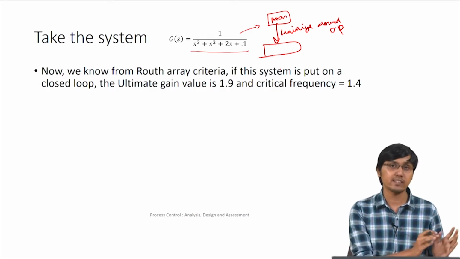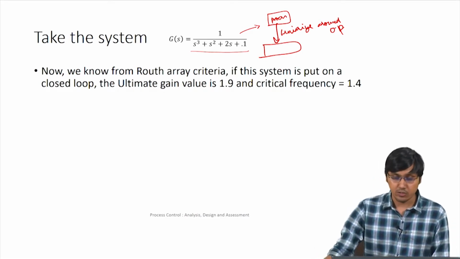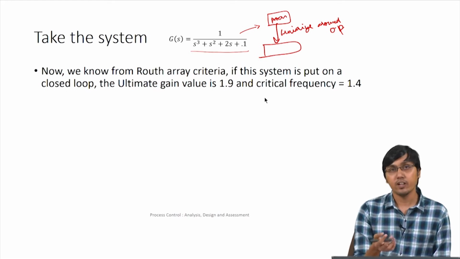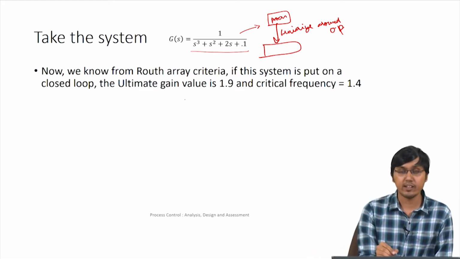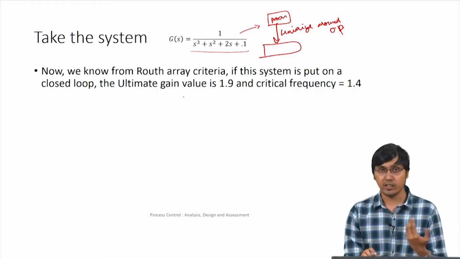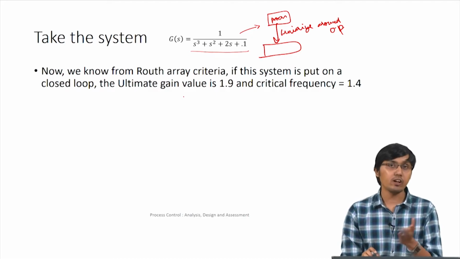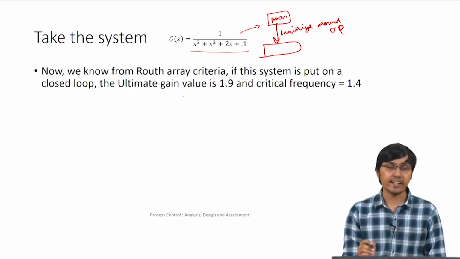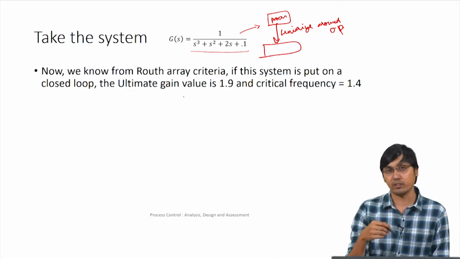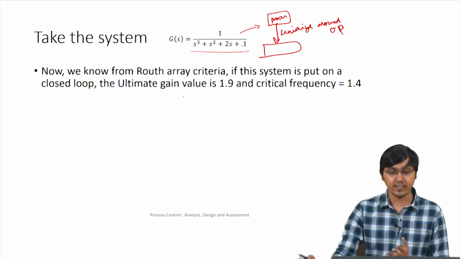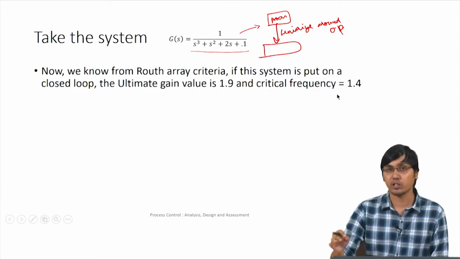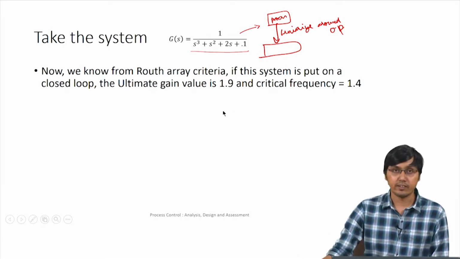So if you use a basic PID controller structure, and this is the system which we have already seen, we found the ultimate gain value to be 1.9. Ultimate gain is the gain at which the system will start going into oscillations. Basically it is the gain at which the closed loop poles are on the imaginary axis, if you remember the root locus, and it's also the gain margin of the system. So everything is related, right? That's what we saw in the previous lecture, and the critical frequency is approximately 1.4. So this is what we have seen before.